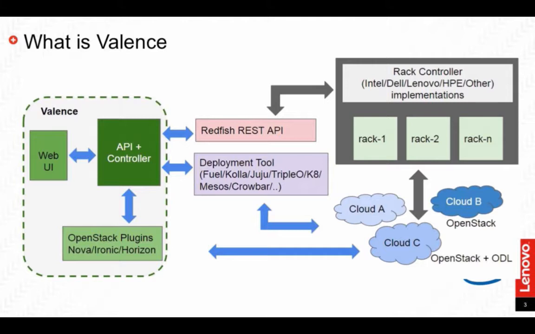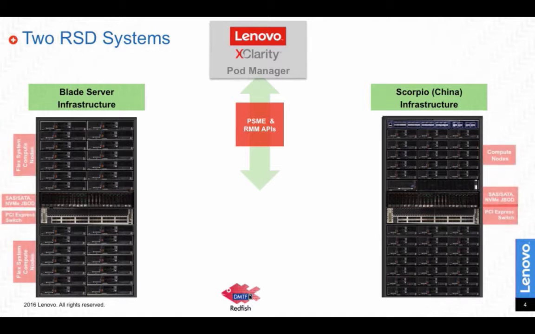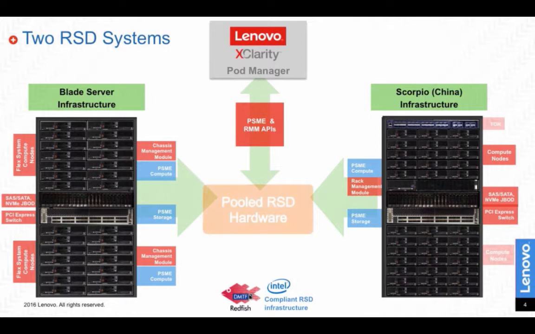And for current users of OpenStack, we also provide Nova, Ironic and Horizon plugins to make it easier for current OpenStack users to use Valence. So with these plugins, they can talk to the rack-scale hardware seamlessly. Next, I will cover Lenovo's hardware design of rack-scale components.